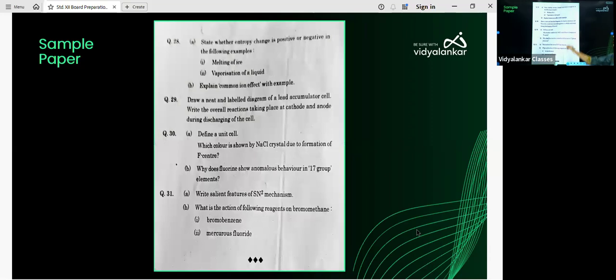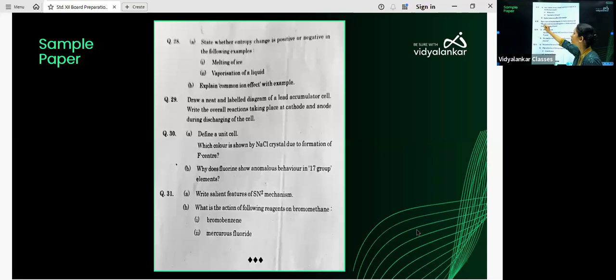Then next, if you are observing question number 28, again see, common ion effect is asked with the example. Here what is asked? State whether entropy change is positive or negative. As I said, with chemical thermodynamics, mostly condition based questions can be asked. Now here it is asked whether entropy change is positive or negative. Instead of this, you can be asked whether the reaction is spontaneous or non-spontaneous. So conditions in the chapter are very much important. So this is about question number 28.